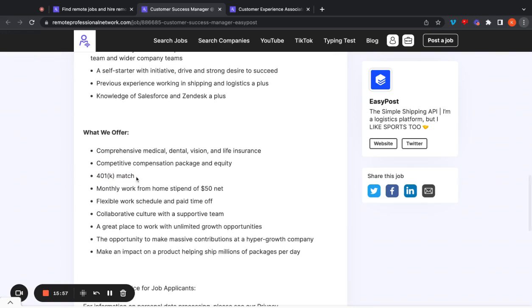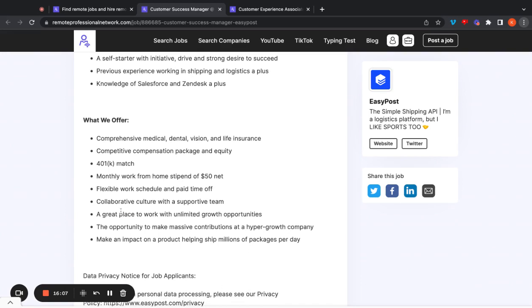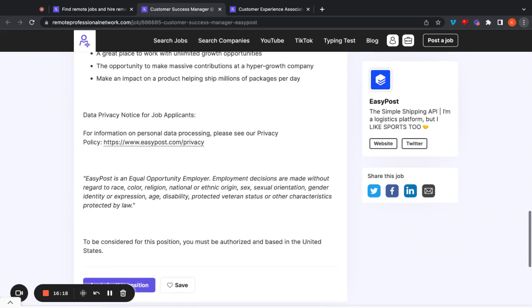All right. Then they also offer a monthly work from home stipend of $50 per month, flexible work schedule and PTO, collaborative culture with a supportive team, a great place to work with unlimited career opportunities, the opportunity to make massive contributions at a hyper growth company, and the ability to make an impact on product, helping ship millions of packages per day.